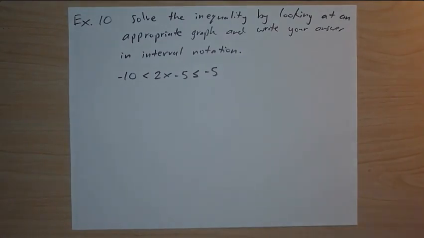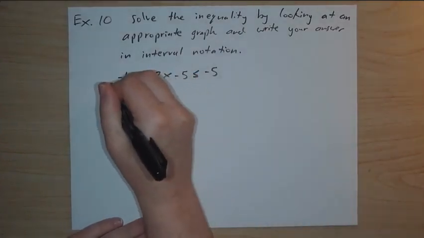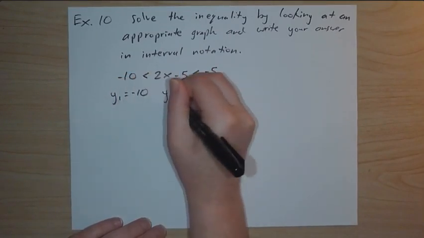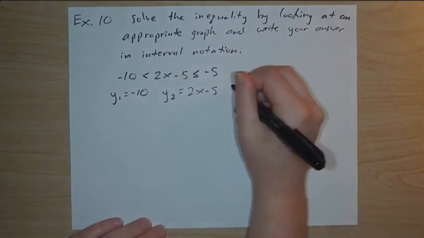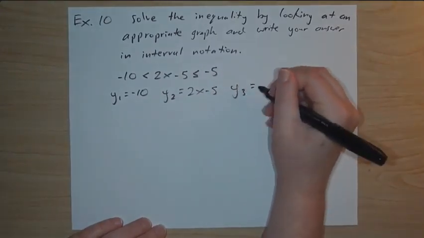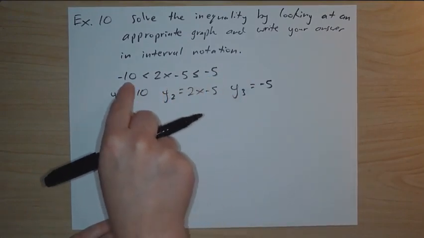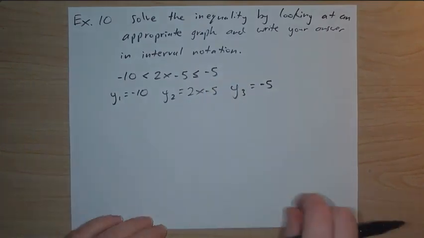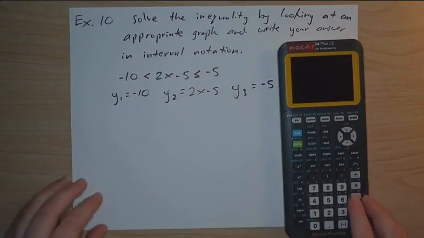So just like example 9, where we had two lines, here we're going to have three. So we're going to have y1 is equal to negative 10. We're going to have y2, another line, is equal to 2x minus 5. And we're going to have our third line, which is y3 is equal to negative 5. So we're going to put that into our graphing calculator.